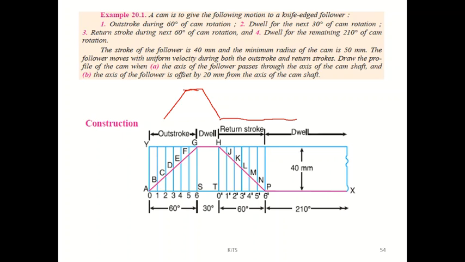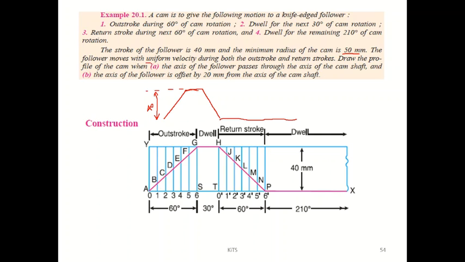So the distance traveled in the upward direction by the follower is 40 mm. What else have they given? They have given the minimum radius of the cam. Minimum radius of the cam is 50 mm. The follower moves with a uniform velocity during both outstroke and return stroke.